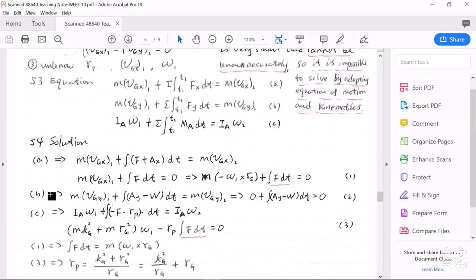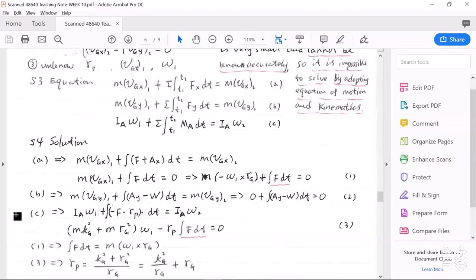Now, the second equation along y direction. Along this direction, we have ay and weight force W. vgy1 and vgy2, both of them are 0. So from this equation, the only thing we can get is ay should be equal to W. So this equation is not very useful.